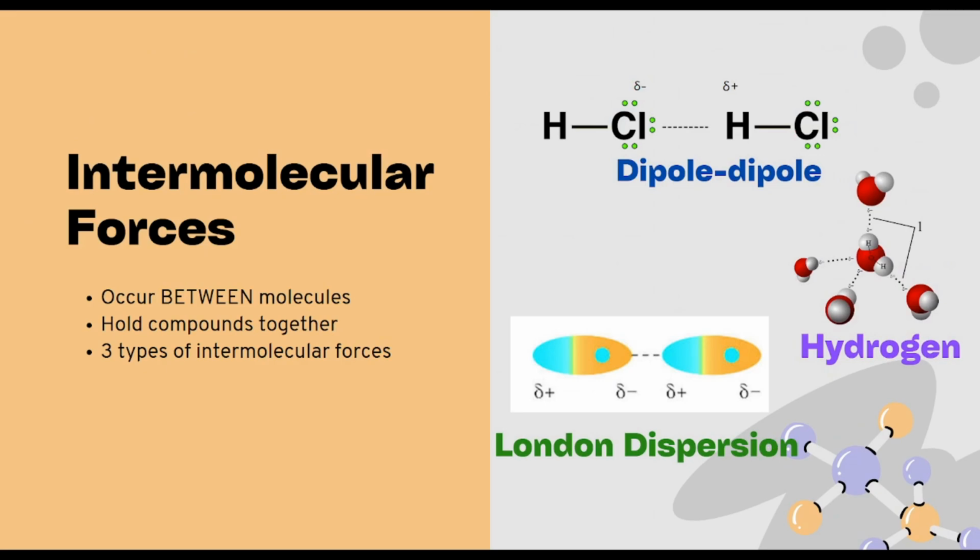Next are intermolecular forces. Intermolecular forces occur between molecules. This, of course, comes from the root word inter, meaning between. They determine the chemical properties of substances, such as the melting or the freezing point, and there are three types of intermolecular forces.